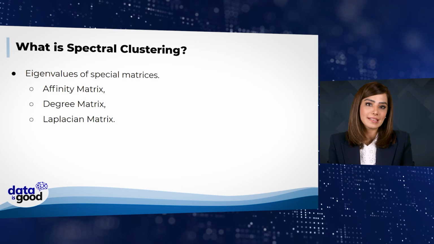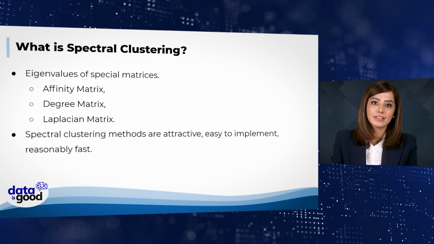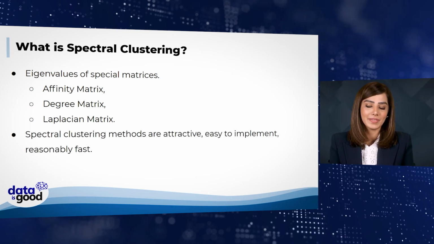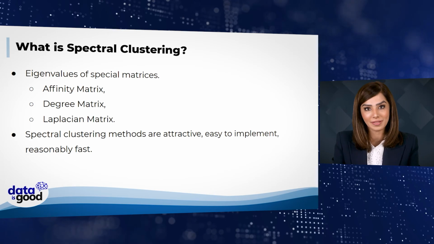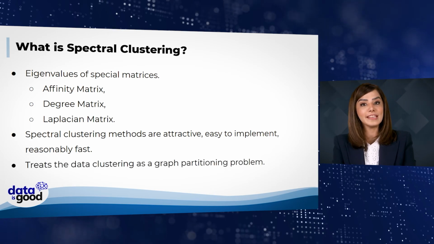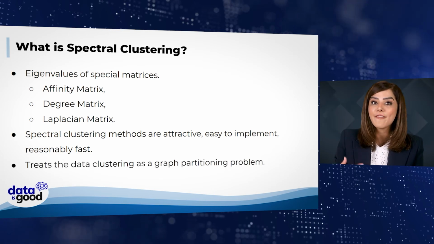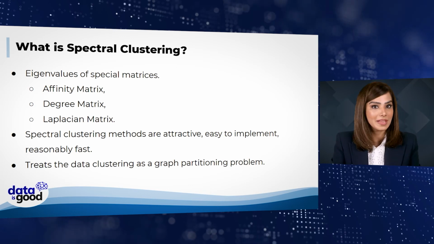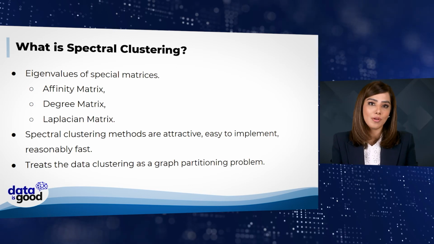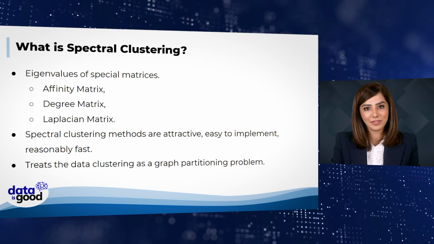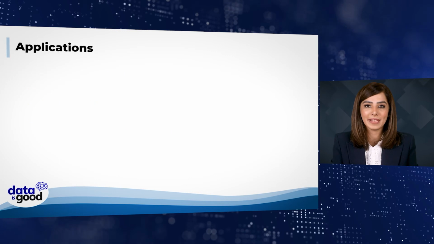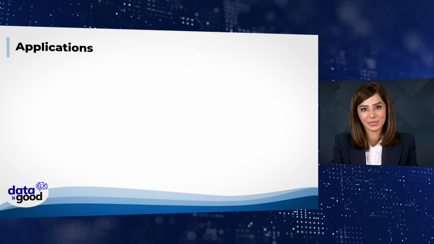Unlike the conventional clustering algorithms, spectral clustering methods are attractive, easy to implement, reasonably fast, especially for sparse data setups up to several thousand. Spectral clustering treats data clustering as a graph partitioning problem without making any assumption on the form of the data clusters. Now that we have the basic idea about spectral clustering, let's look at some applications of it as well to get a better idea about where we are going to use it.